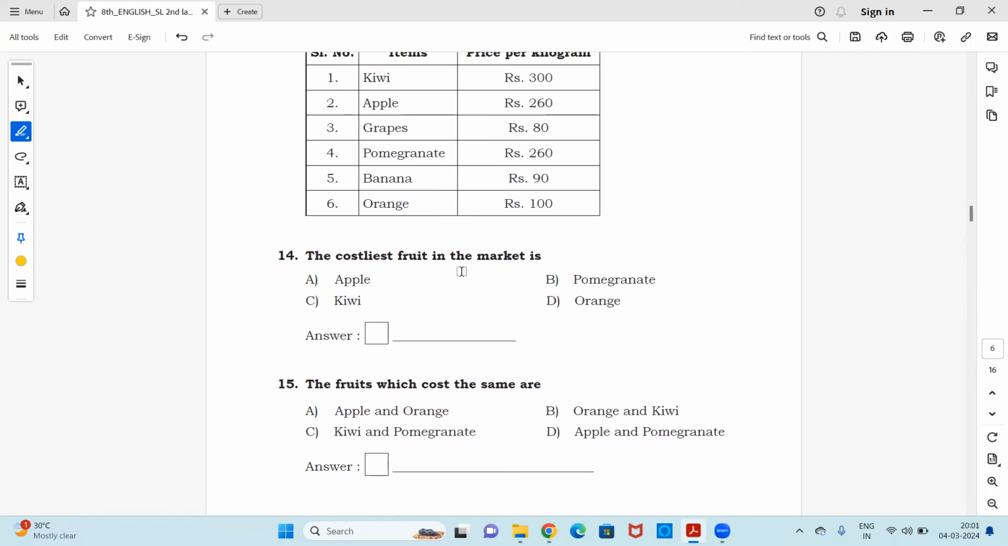Now, the costliest fruit in the market is, which is the costliest fruit here that you can observe? So, yes, it is kiwi, 300. So, option C would be the right answer here, right?